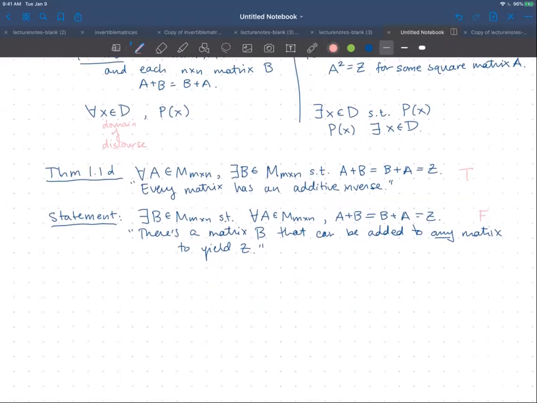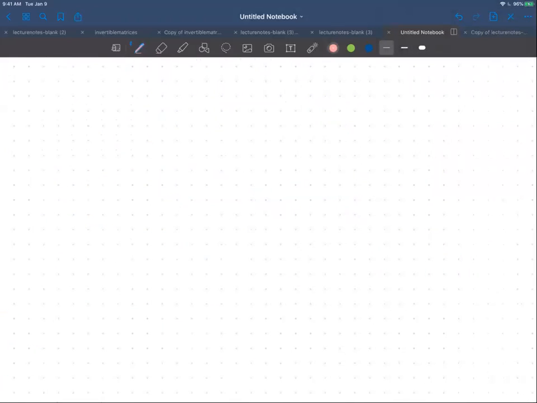Well, just like with our logical connectives, we might want to know how to negate quantifiers, right? Like if I have a for all statement, what happens if I want to say it's not the case that for all blah, blah, blah, this thing happens? So let's talk a little bit about negating quantifiers.